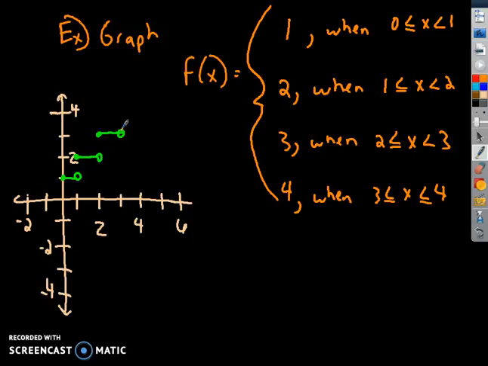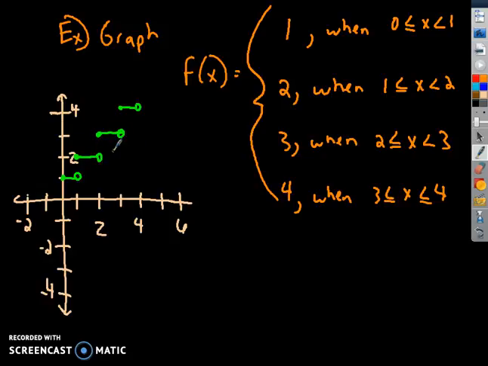And then at 4, the value there is 4. So it goes from 3 to 4. And that's the graph for it. It fits the description as they gave. And that's all there is to that graph.